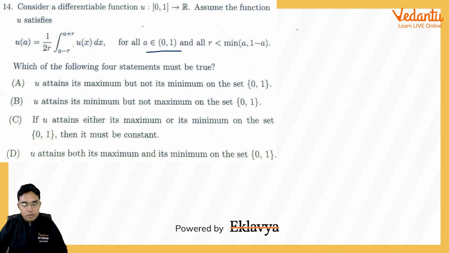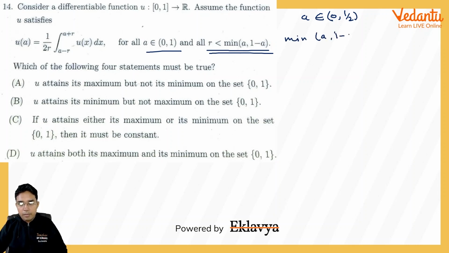Okay. First of all, please understand this statement. If a is from 0 to half, then among the minimum of a comma 1 minus a, the minimum will be given by a. And if a is from half to 1, then this minimum of a comma 1 minus a, because if a is 1 by 2 to 1, 1 minus a will be from 0 to half, so the minimum will be equal to 1 minus a.